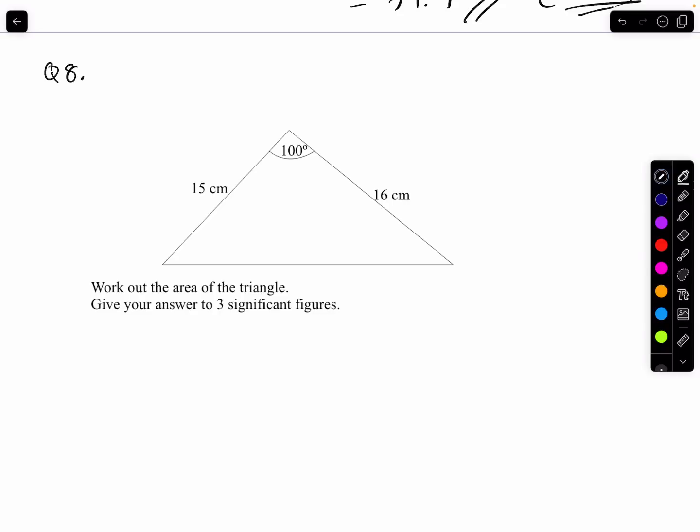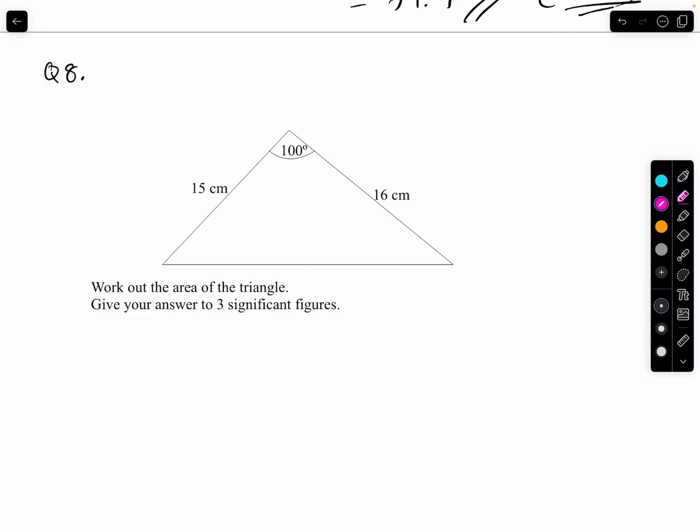Right, question 8. Work out the area of the triangle. This is a non-right angle triangle. A lot of you guys keep doing base times height divided by 2. This is only for right angle triangles. This is a non-right angle triangle. You are using the sine rule.